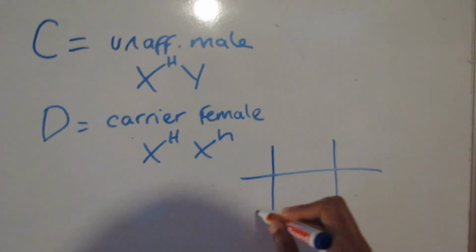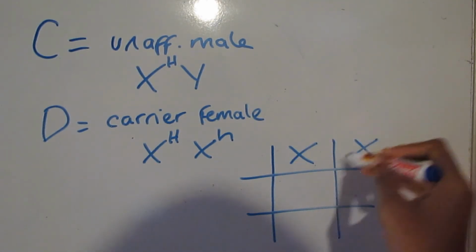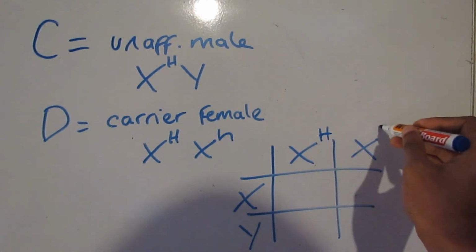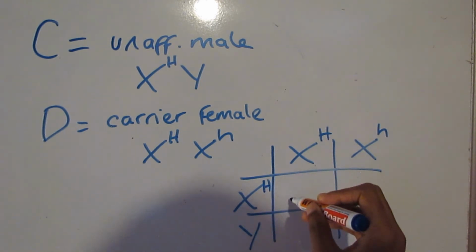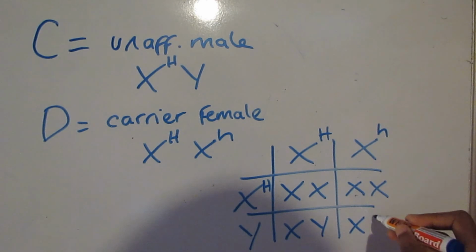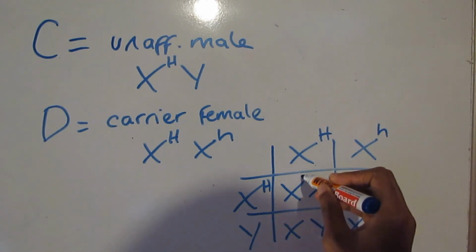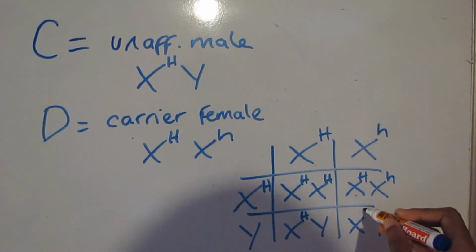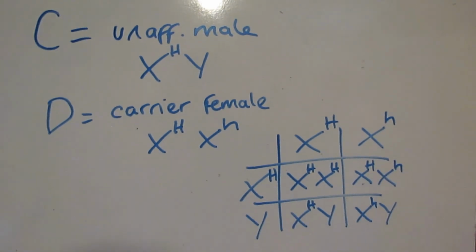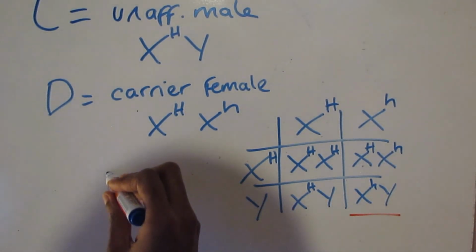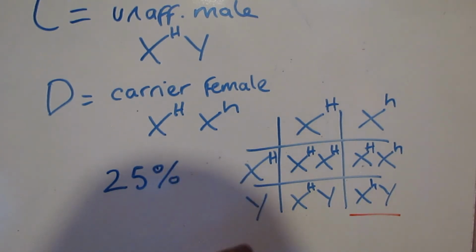Doing the Punnett square from that, then we should be able to see we get 4 different outcomes. We get 1 female which is completely unaffected. We get 1 female which is a carrier. We get 1 male which is unaffected. And we get 1 male which is hemophiliac. So that means that our probability of an offspring being hemophiliac is 1 out of 4, 25%, or 0.25.